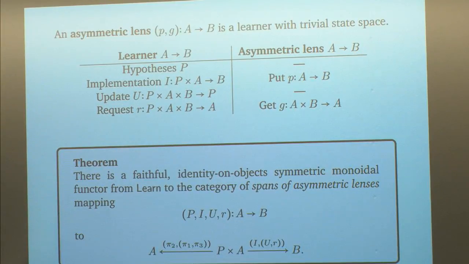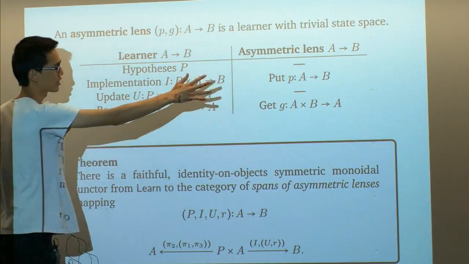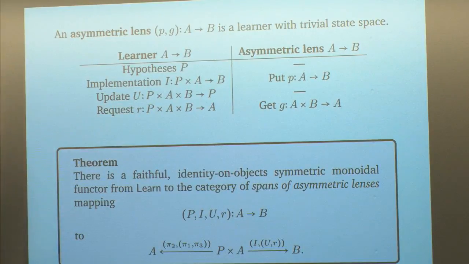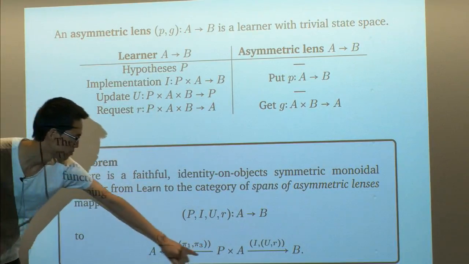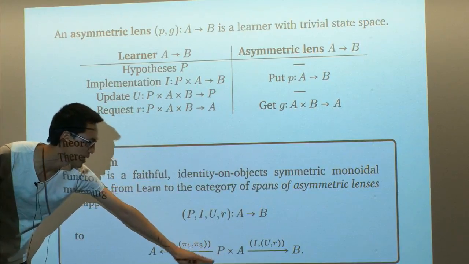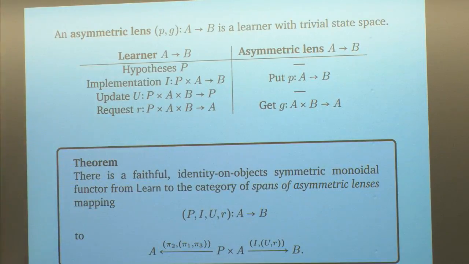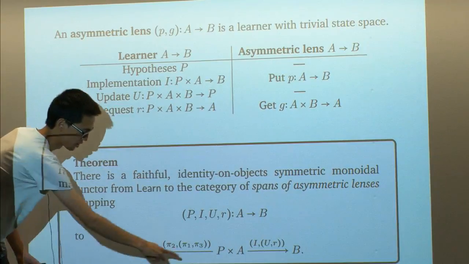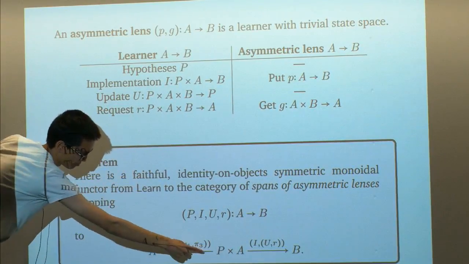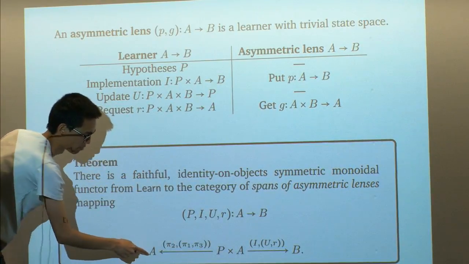But they're more strongly related than that, in that there's also a map from learners to not asymmetric lenses, but something that lives in that world, this world of database theory or bidirectional transformations. And the map is this. A span is just a pair of maps with a common domain. So we think of this as the common domain of this map and this map, and we think of it as a map from A to B.